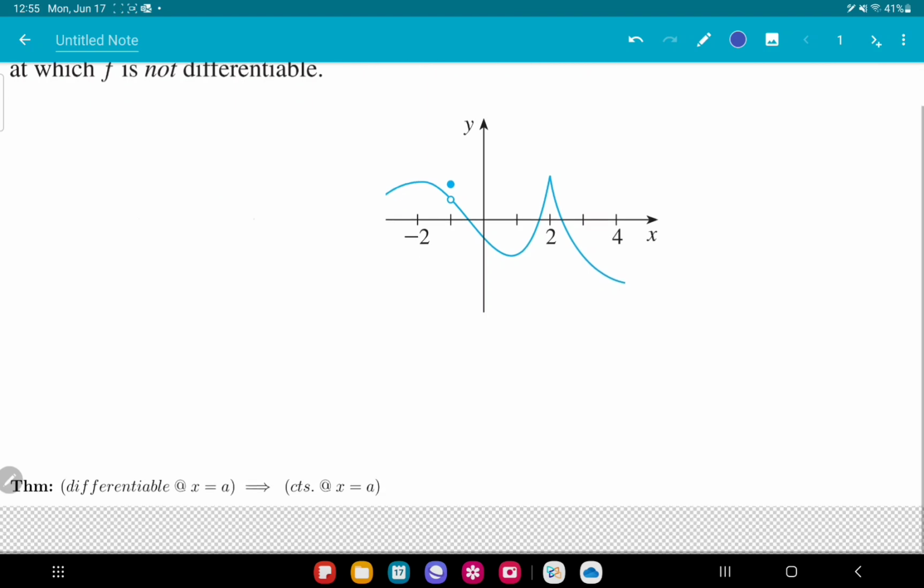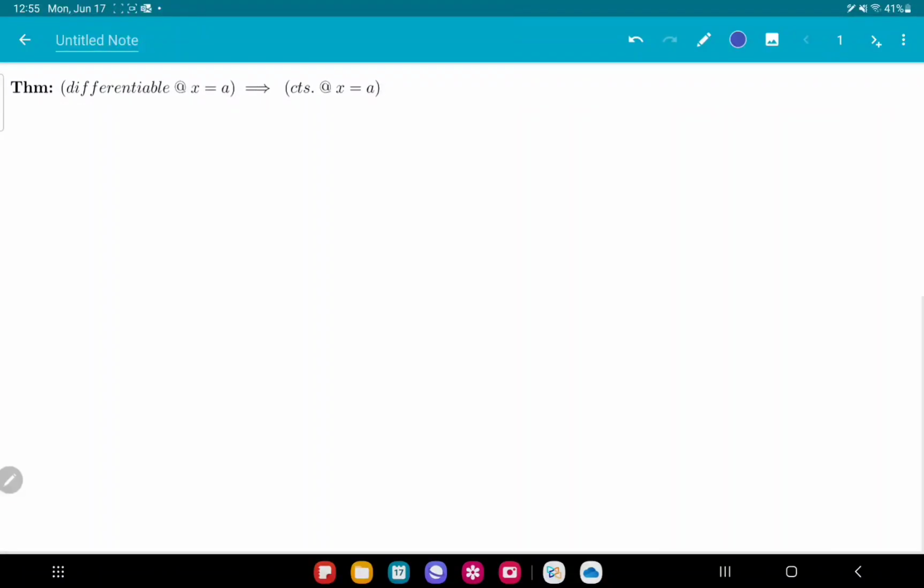Let's talk about the theorem first. Okay, two things here. First of all, the theorem is saying that if a function is differentiable at a certain point, then it's also continuous there. But it's not saying the other way around.